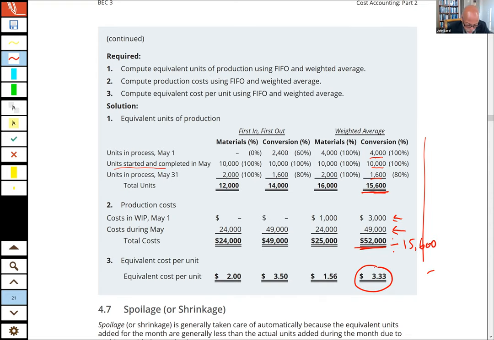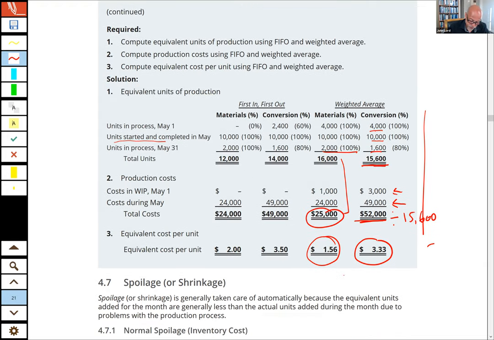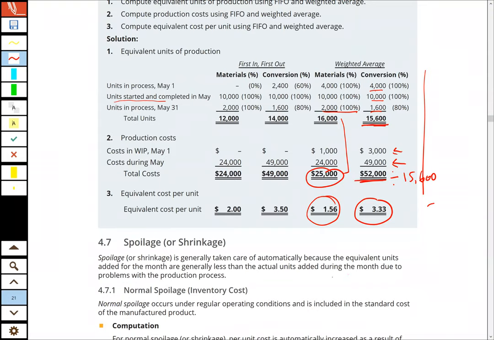Now we can also do the same thing for the materials. The equivalent unit production isn't as interesting because we really don't have to apply that 80%. But then you would take the 16,000 and divide that into the 25,000, and that gives you $1.56. Somebody check the math on that just to make sure I'm not losing my mind here. It is correct, sir. Okay, thank you.